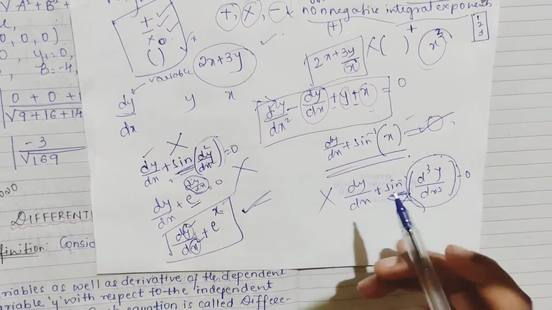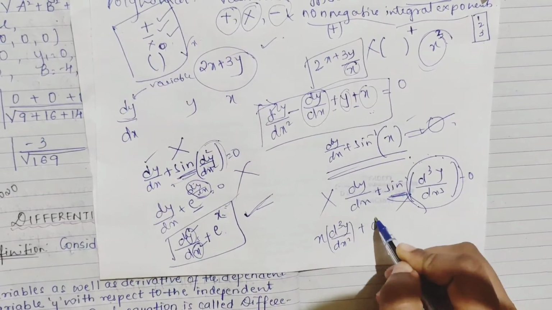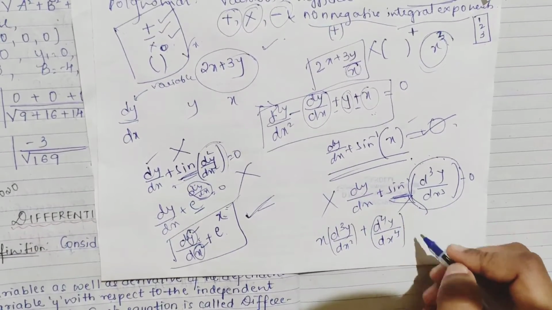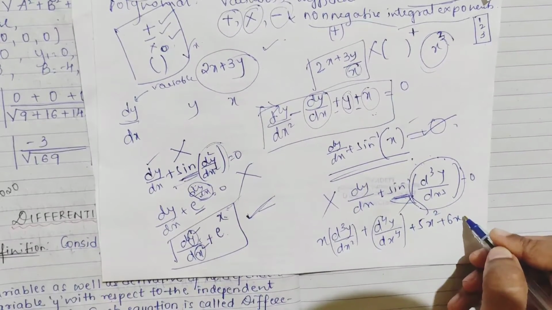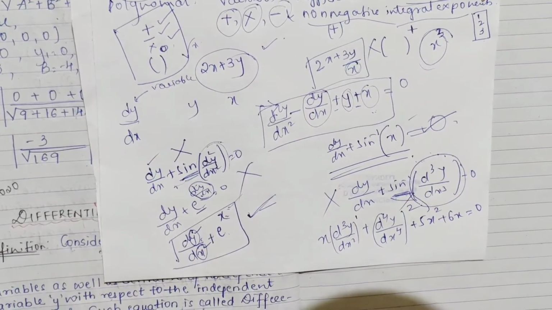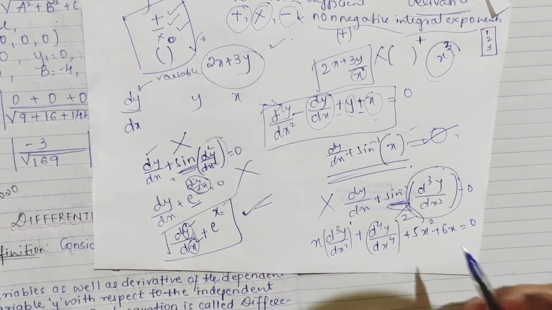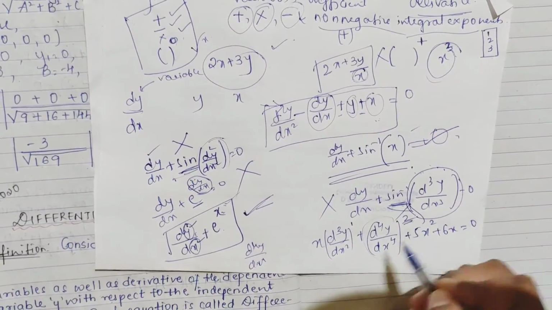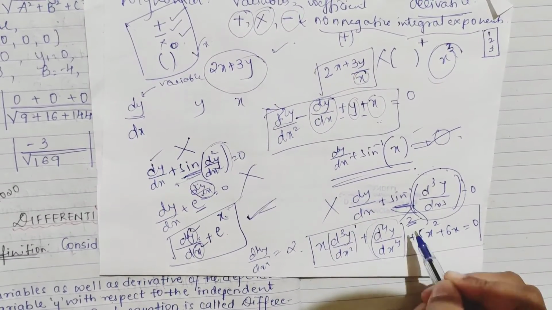Now degree. Suppose you have x d^3y/dx^2 plus d^4y/dx^4 plus 5x^2 plus 6x equal to 0. Now there is a raised to exponent, so it's a degree, right? To find out degree, how do we do it? First we have to check our highest order derivative. Here the highest order derivative is obviously d^4y/dx^4 and its degree is what? 2. So the degree of this particular differential equation is 2.